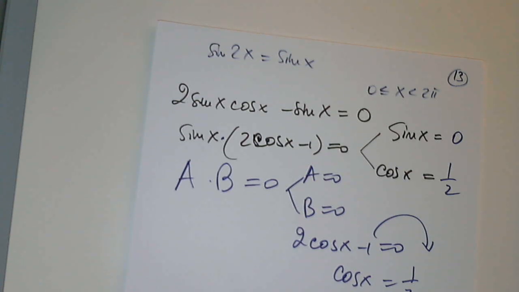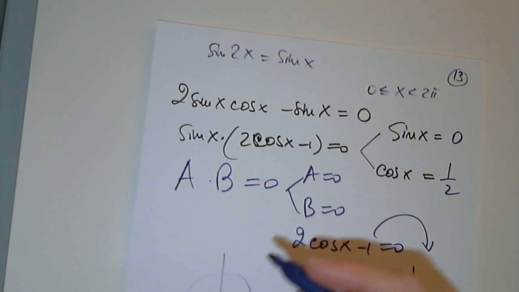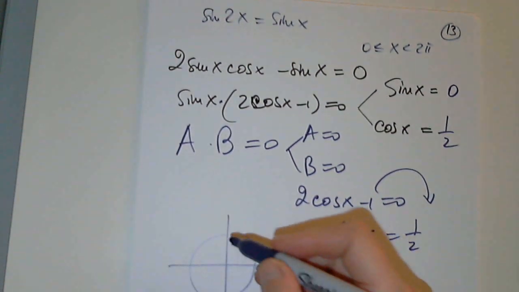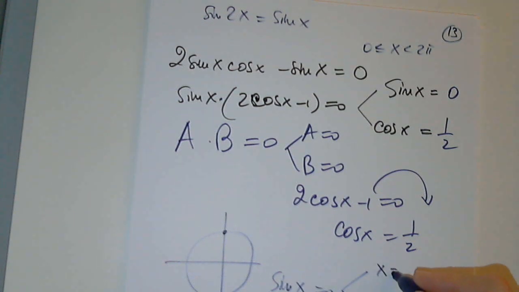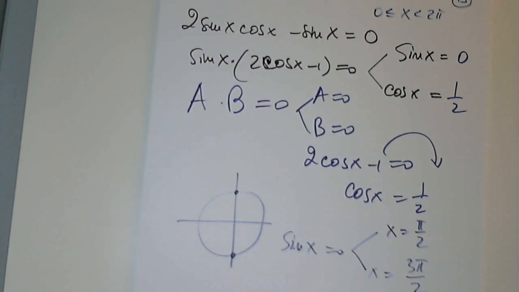So now, where is sine 0? We measure it on the y-axis. So sine is 0 for pi and 3 pi. Very good. So sine x equals 0 has two options, x equals pi over 2 and x equals 3 pi over 2. They don't want us to determine anything else beyond that. And now we have to solve the equation cosine x equals 1/2.